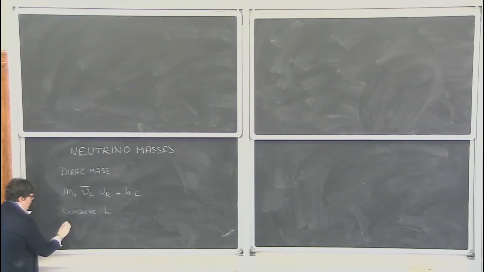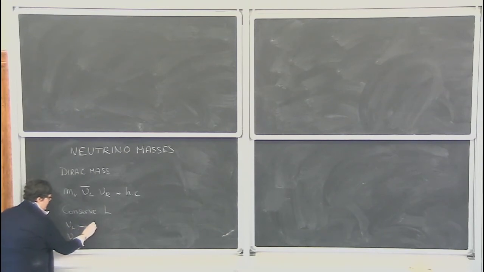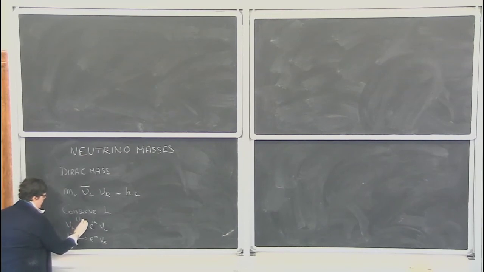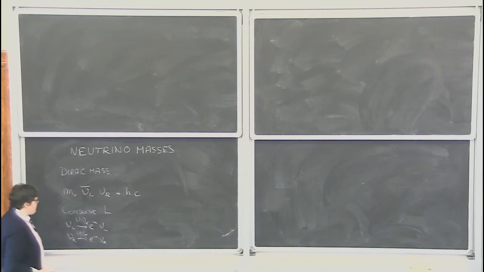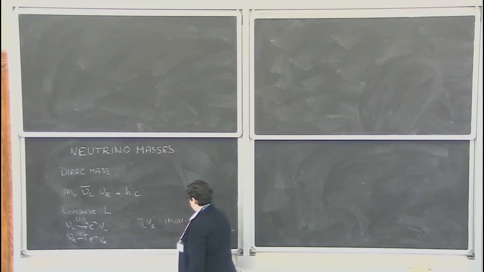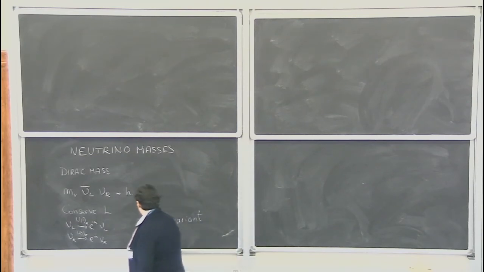In fact, under a U(1) transformation, I can transform nu left and nu right in the same manner, e^{iα} nu left and e^{iα} nu right, which means I'm giving the same lepton number to nu left and nu right. This is under a U(1) lepton. And you see here that the mass term remains invariant. Nu left bar contains nu left dagger, and so picks up the opposite phase, and therefore it cancels out.